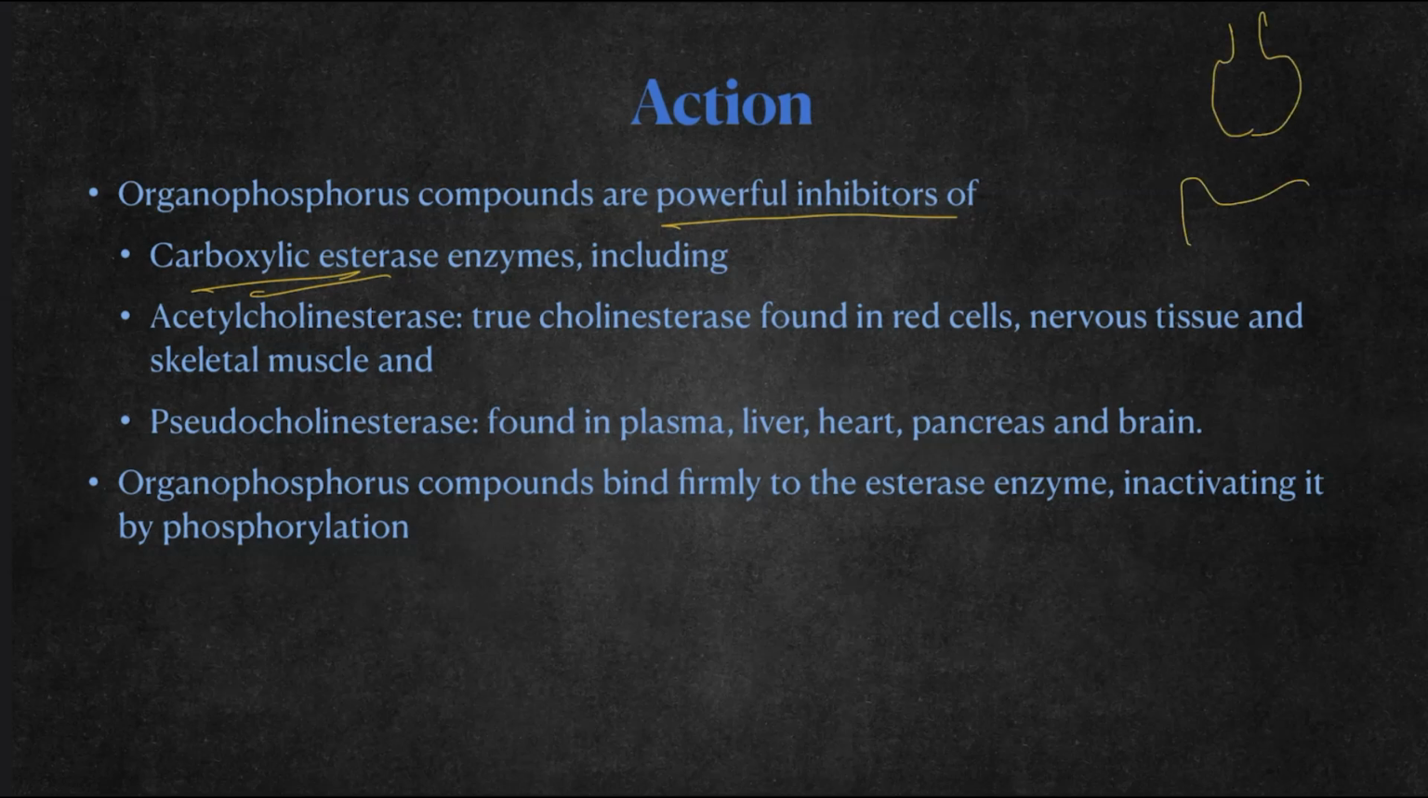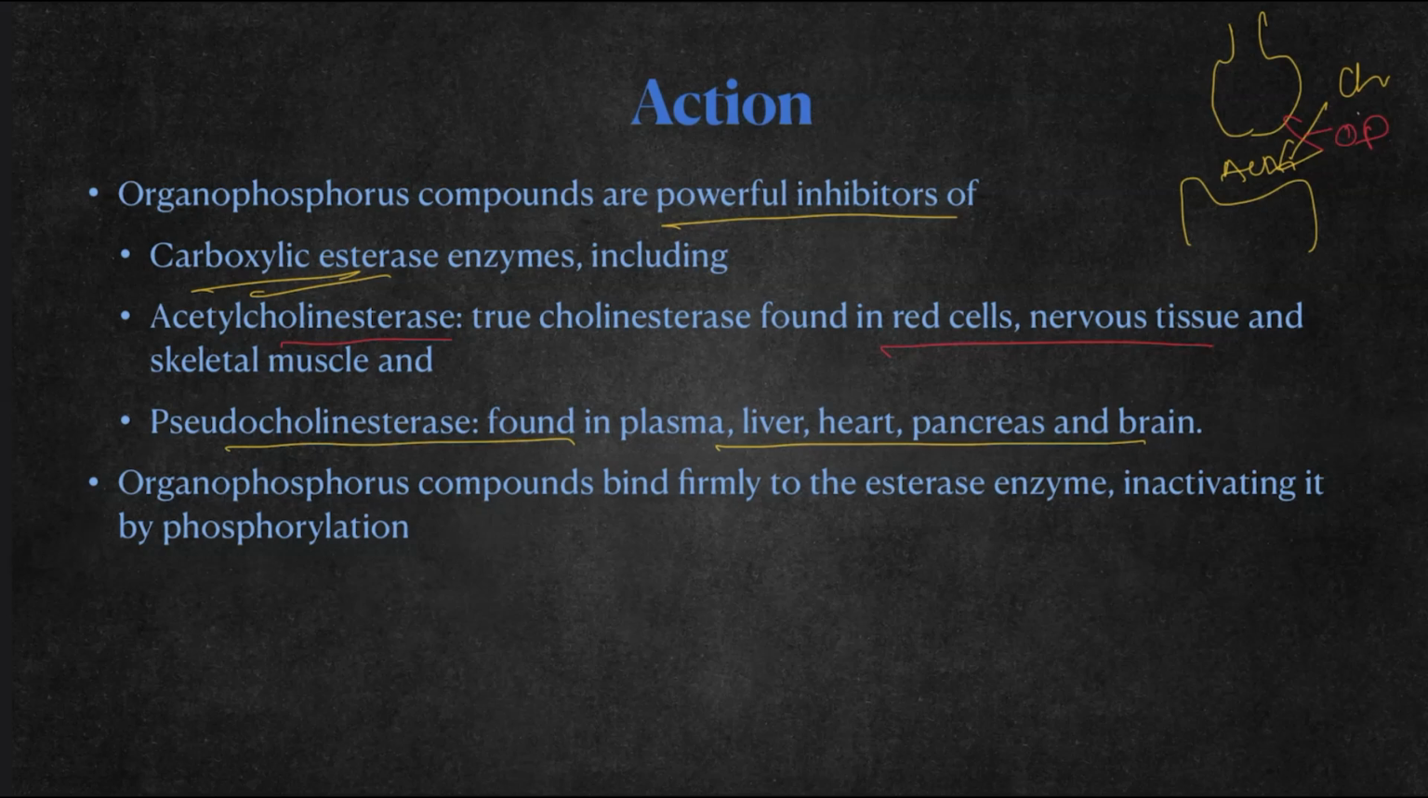Whenever stimulation occurs, the ACH which is present is acted on by the cholinesterase enzyme, but because of organophosphorus compounds, this mechanism is disrupted and the hydrolysis of ACH is prevented. Mainly it acts on the carboxylesterase enzyme, acetylcholinesterase, which is a true cholinesterase found in the red cells, and also pseudocholinesterase found in the plasma, liver, heart, pancreas, or brain.